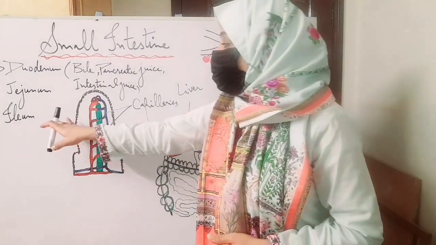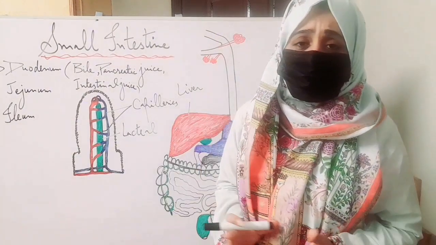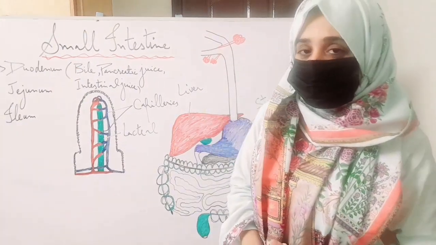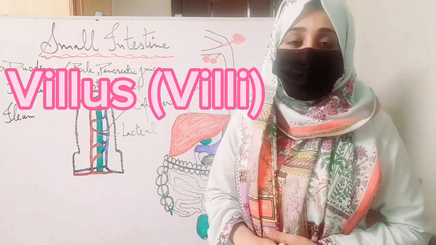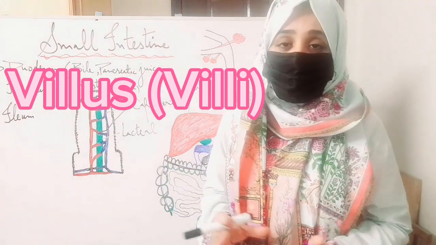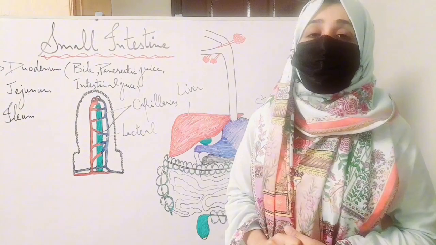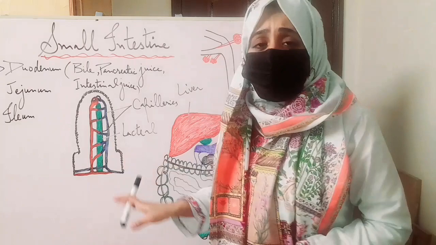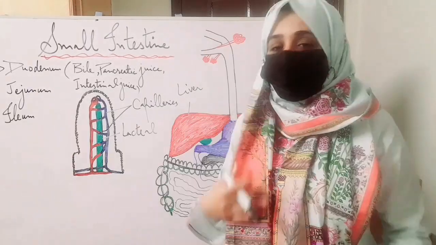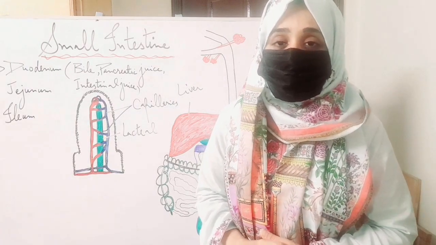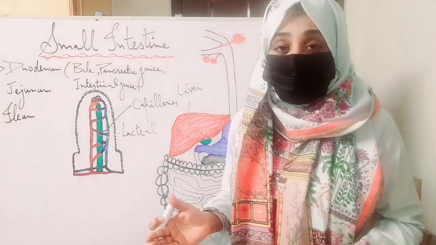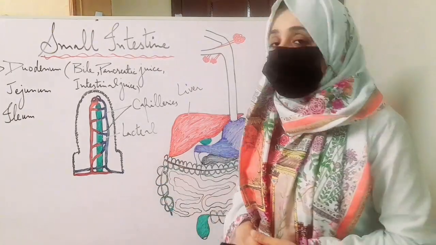It consists of many circular foldings. These foldings consist of many finger-like projections which are called villi. Singular we call it villus, and plural we call it villi. And villi are the place where absorption of digested food takes place. Villi provide great surface area to the inner walls of the ileum, so more and more absorption can take place in the villi. So let me discuss the structure of villus, how it works, or how absorption is carried out in the villus.